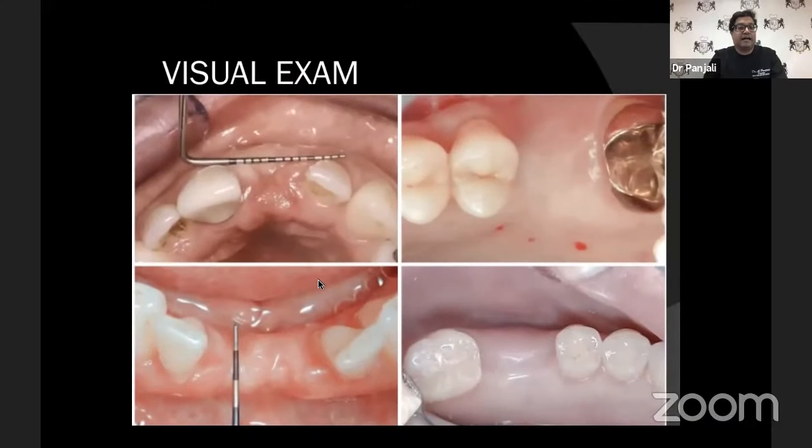All right. You should have some tools that are required. Here we have a Williams probe, a 15 millimeter Williams probe that can be utilized to measure the distance, the space that we have, the thickness, arch length, and so on and so forth.